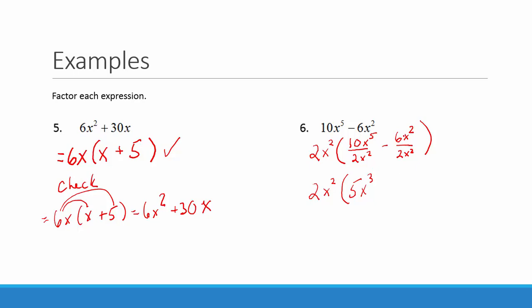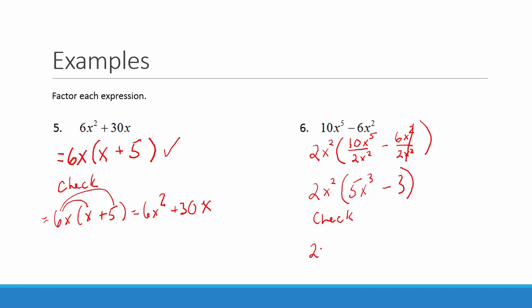Now let's look at 6 divided by 2 is equal to 3. And then we see we have x squared over x squared, so that divides out and is equal to 1. And 3 times 1 is 3. So this is our factored form. Let's check it. Make sure it's correct.